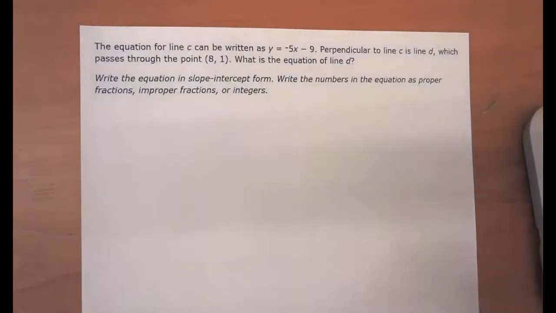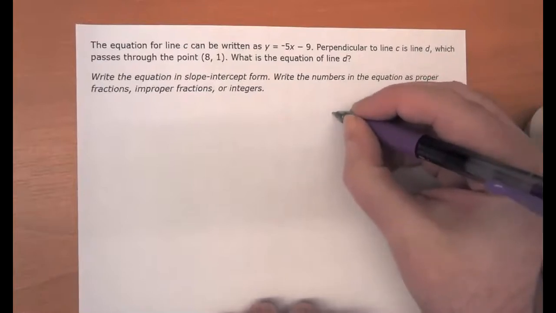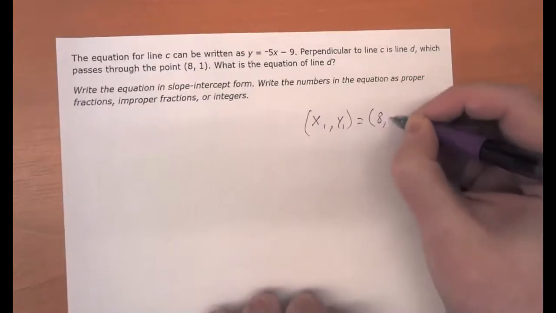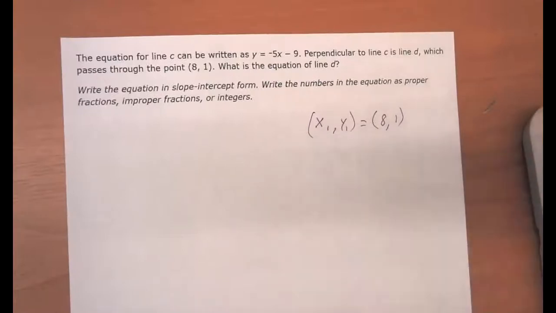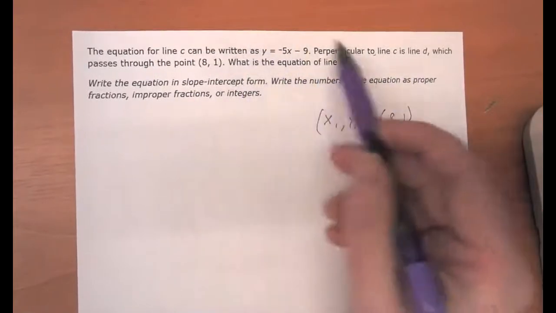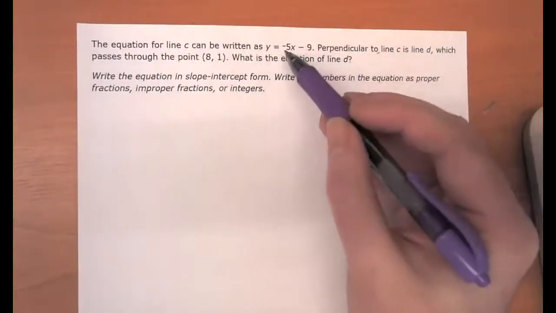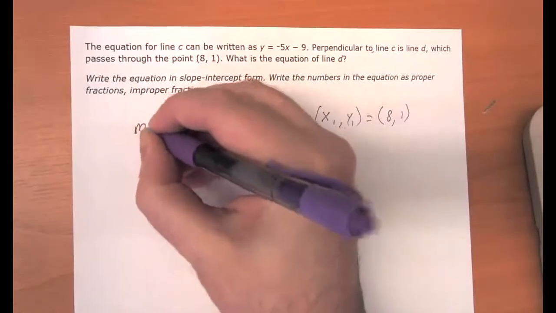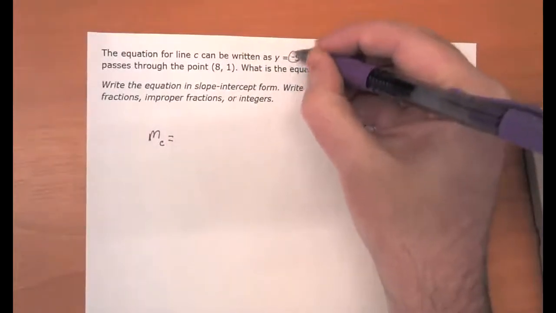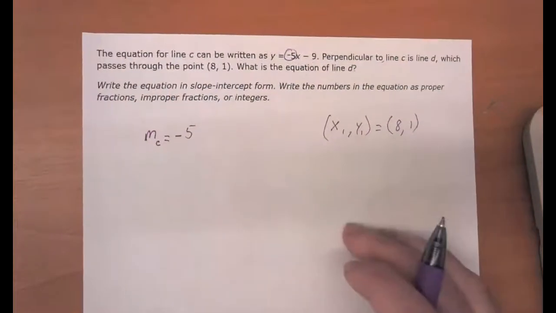So we need to know a couple things about line D. We know that it passes through the point 8 comma 1. So we'll say that x1 comma y1 is equal to 8, 1. We don't know the slope of line D though, not right off the bat, but we do know that it's perpendicular to line C, and here's the equation of line C. So looking at this in slope-intercept form, what's the slope of line C? And I'll write it like this. I'll write m with a little c underneath. The slope of C is the coefficient of x in that equation in slope-intercept form. So that slope is negative 5.